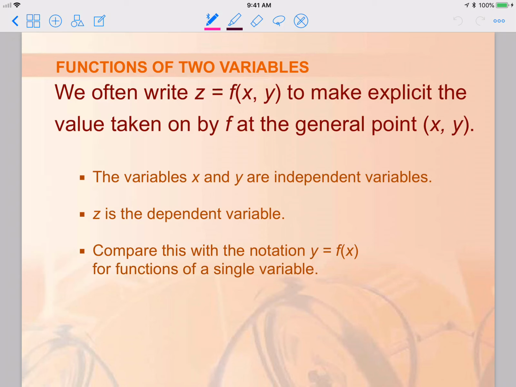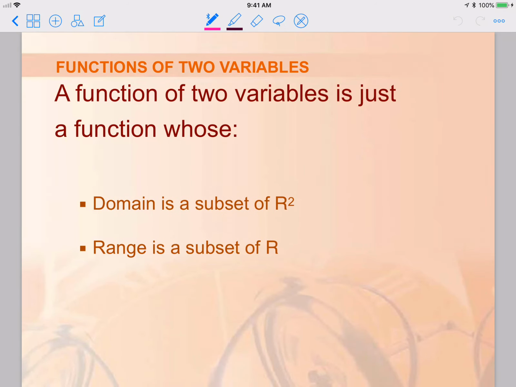Okay. We often write z equals f of x, y to make it explicit that z is a function of x and y. And in fact, when we are graphing, we'll have x, y, and then the output is z, similar to back when we just had y equals f of x. We had x as your input, and then the output is the y value. Okay. So we're just generalizing the notation that we use for functions of one variable.